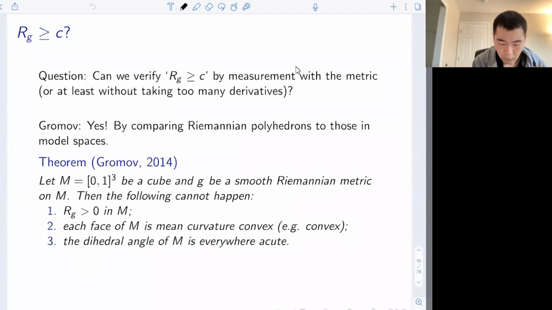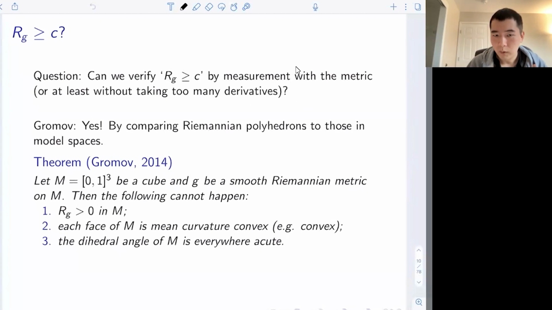First of all, the scalar curvature in the interior of the cube is positive everywhere. The second condition is that each face, namely the smooth portion of the 2-dimensional boundary, is mean curvature convex. Then the third condition is that the dihedral angle of M between adjacent smooth faces is everywhere acute. Okay, so these 3 conditions are not compatible with each other.